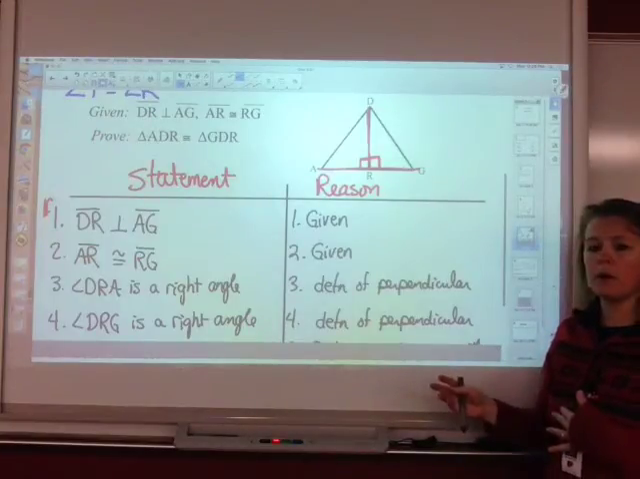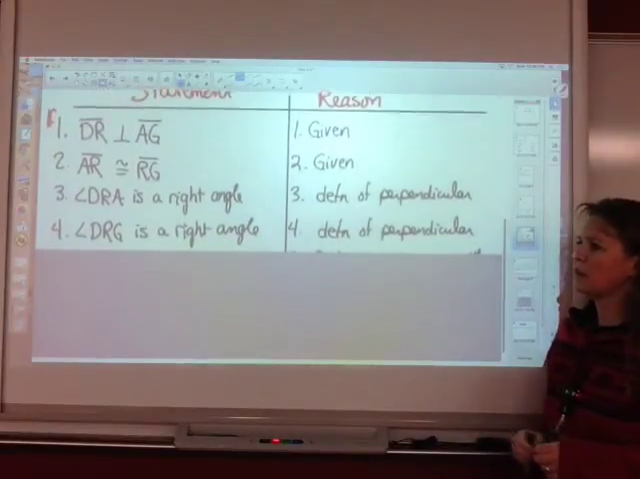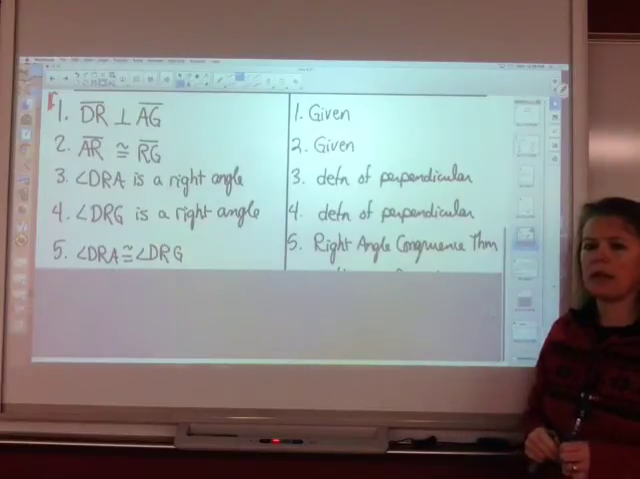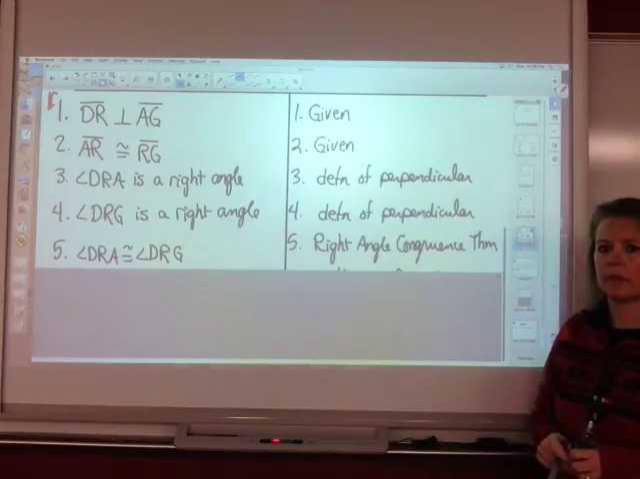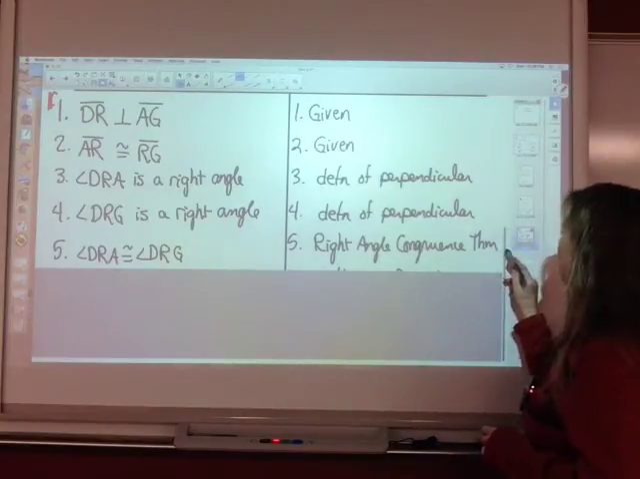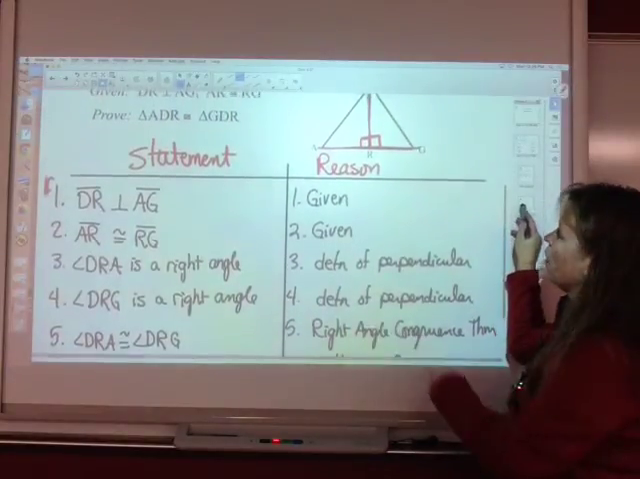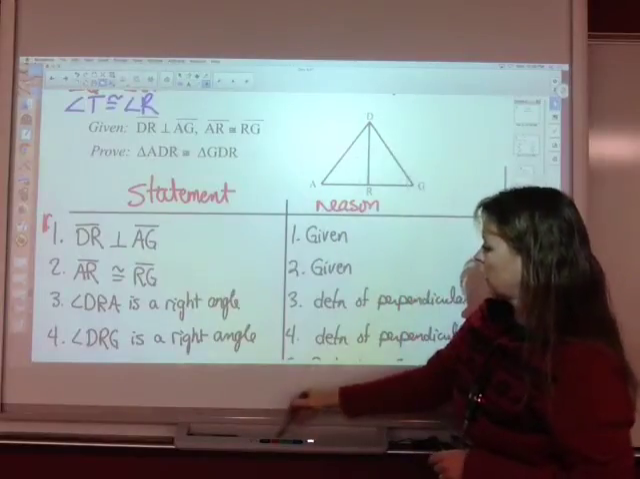It's been in different proofs, but we've done the same step over and over and over. Check it yourself. Now check with me. Angle DRA is congruent to angle DRG. Why? Because of the right angle congruence theorem. So now we're going to go back up to our diagram and label what we know and what we need to know. We now know that angle DRA and angle DRG are congruent.